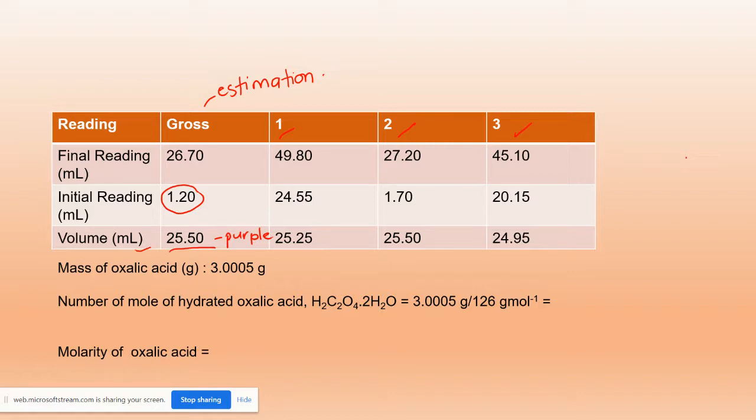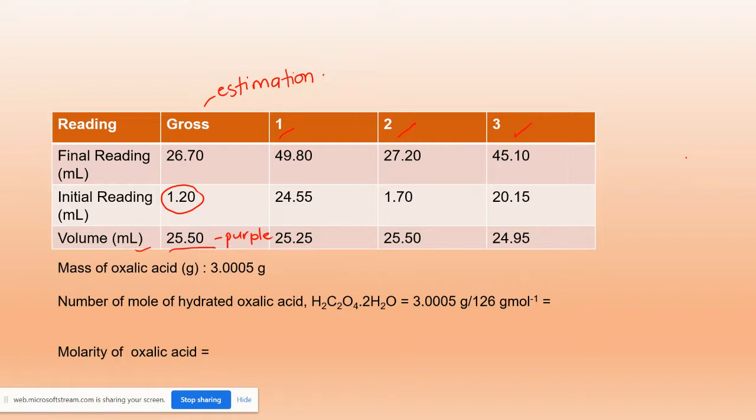Therefore, maybe the first 23 milliliters you can go very fast, and after that, you can go very slowly. And don't forget to rinse the inner wall of the conical flask as well as the burette tip every now and then.